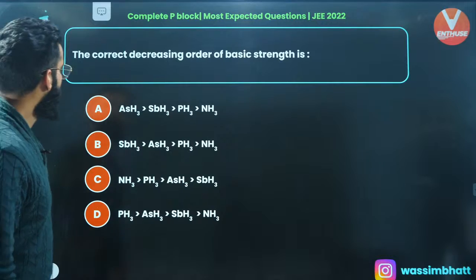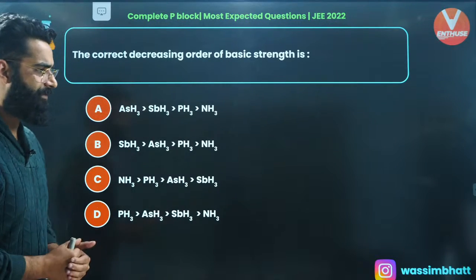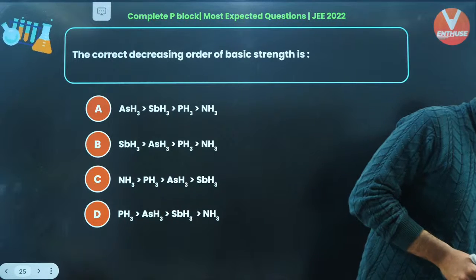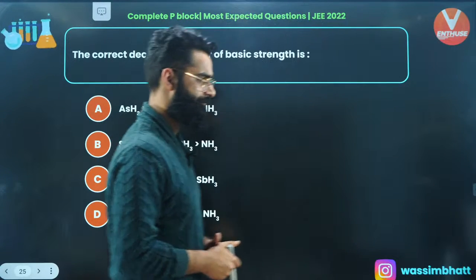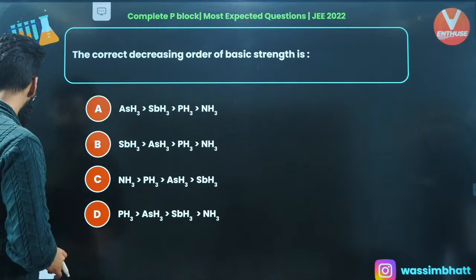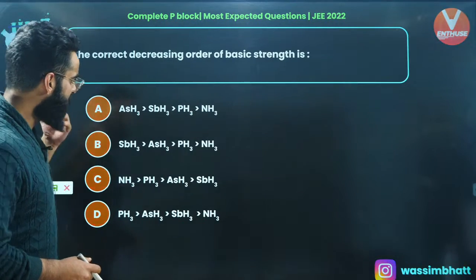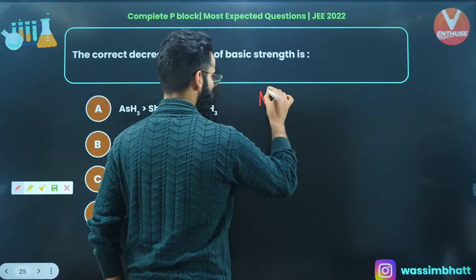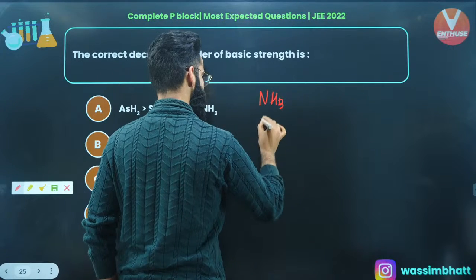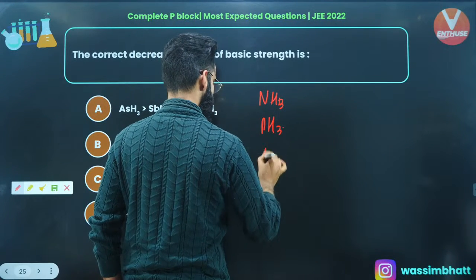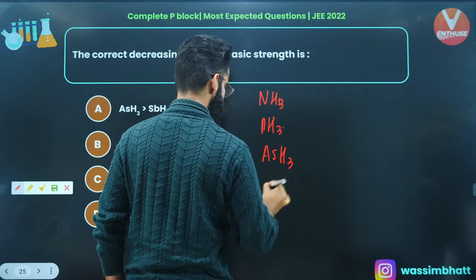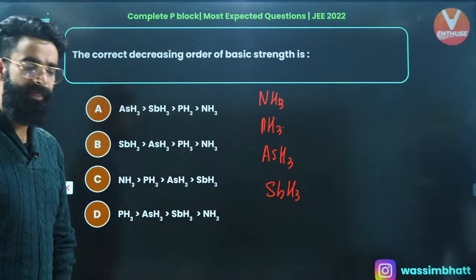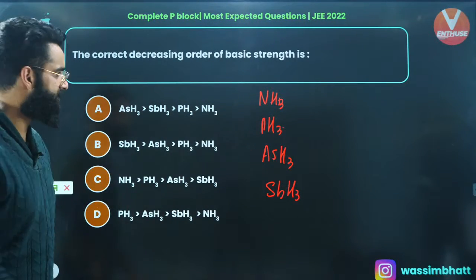Okay. The correct decreasing order of basic strength. This is a very common question and I'm sure you all must be knowing about this one. You can let me know its answer fast in the chats. Well, you are given the hydrides of group 15, my dear people, right? Talking about NH3, then PH3 is given, AsH3 is given, SbH3 is given. These are the hydrides of group 15. Perfect. You need to arrange them on the basis of their basic strength, right?